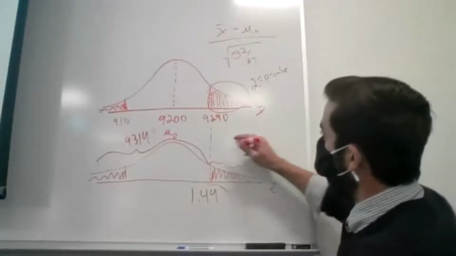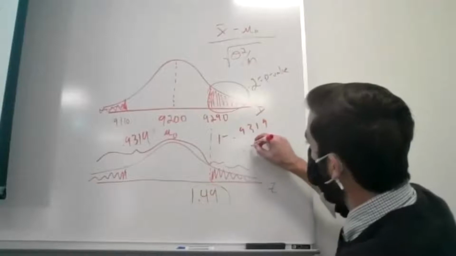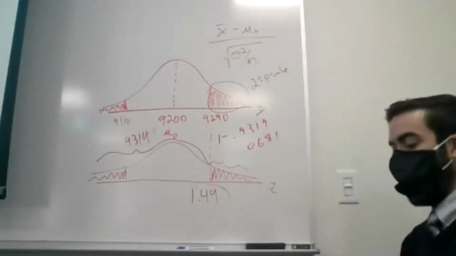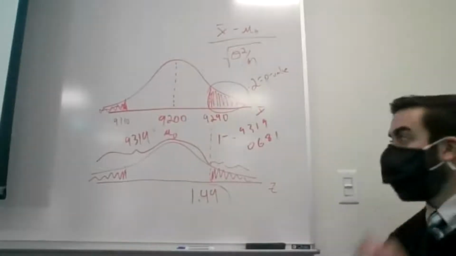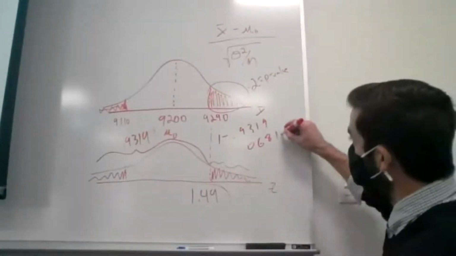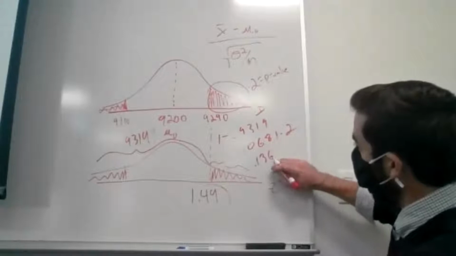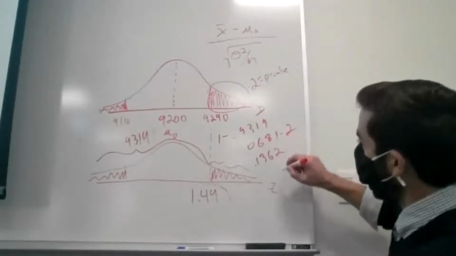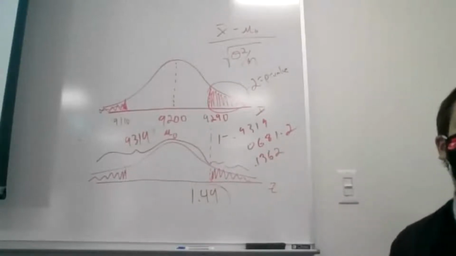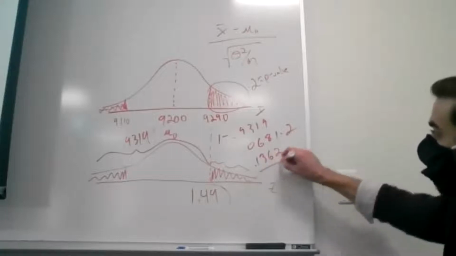I'm going to subtract that from 1. You get what? 0.0681. But that's not my p-value because that's just the area in the right tail. For a two-tail test, I have a left tail as well. I'll multiply it by 2. You get about 0.1362. Okay. So this is my p-value.